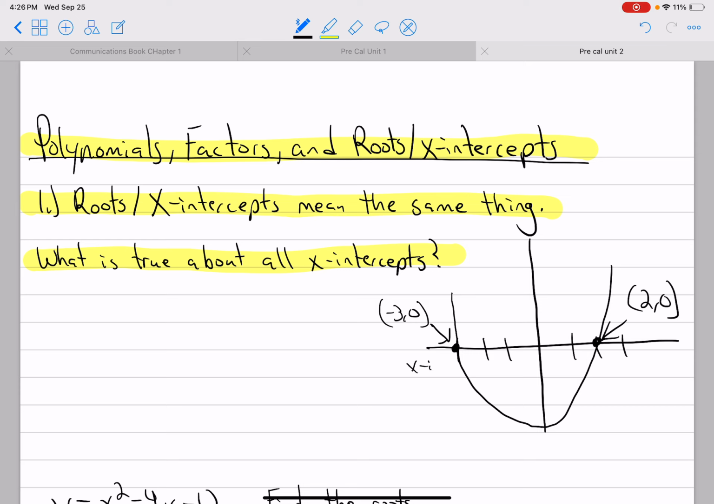Okay, so this is x-intercept right here. This is root right here. Both of those mean the same thing. All right, so what has to be true about all x-intercepts? What do both of those x-intercepts have in common? Y must equal 0. For every x-intercept, y has to equal 0. And that is super important, right? Because that's how we find x-intercepts.